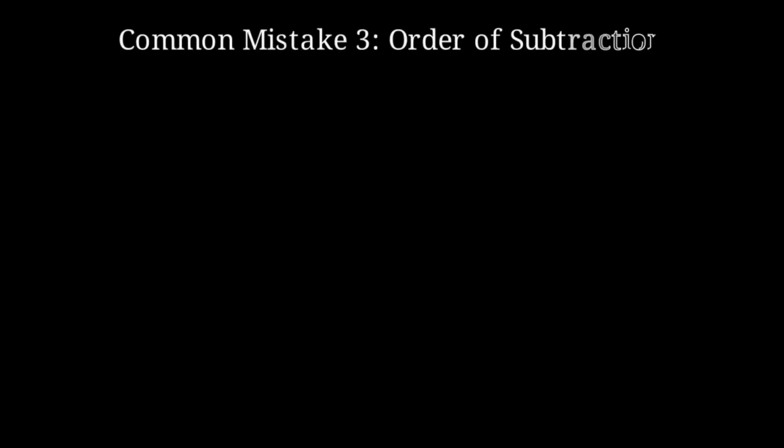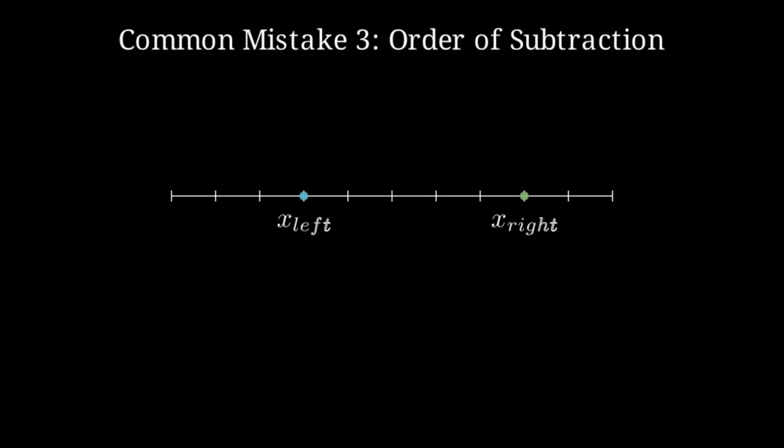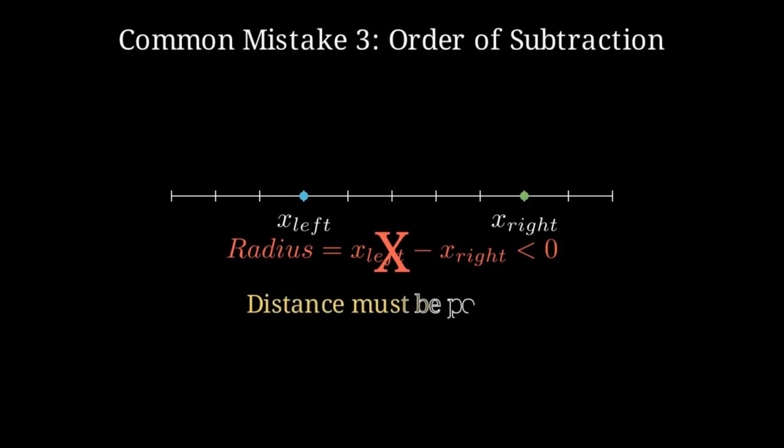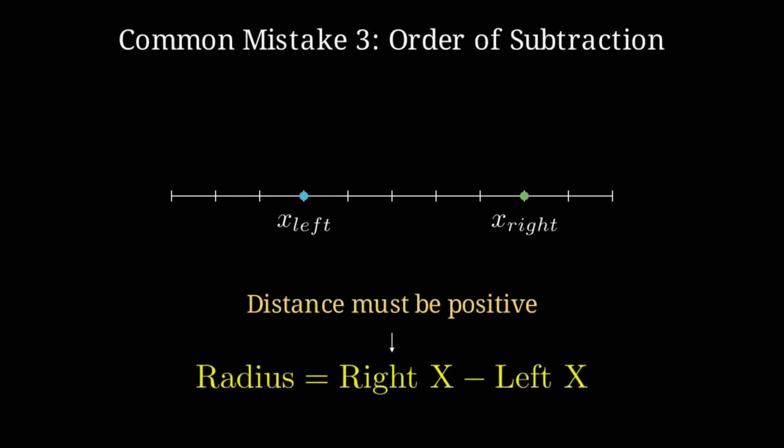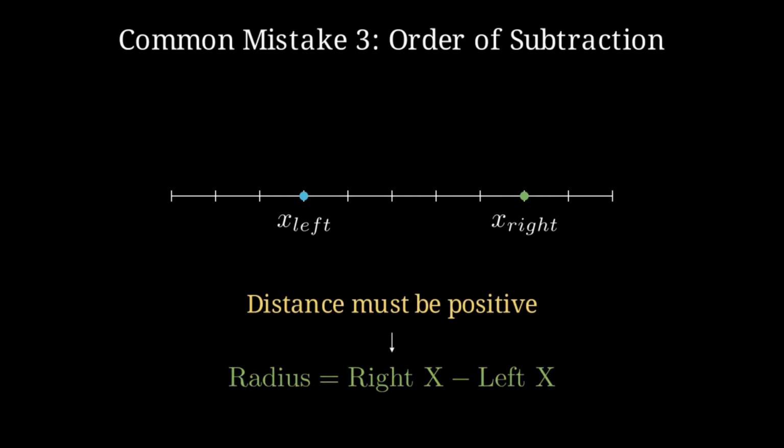Finally, ensure your radii are positive. While squaring a negative radius would technically give the same result, it can lead to confusion in setup. Always think right x value minus left x value to ensure your radius represents a physical distance on the coordinate plane. To wrap up, follow this checklist.